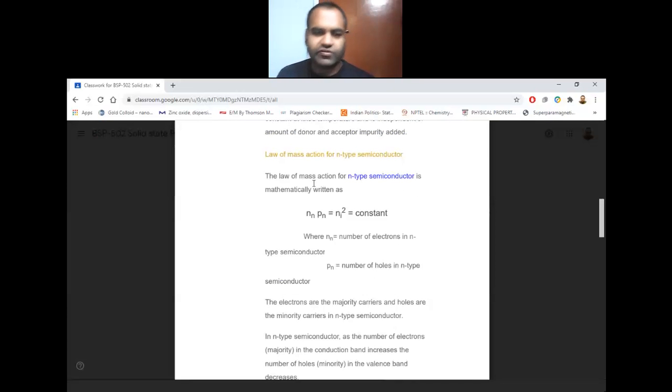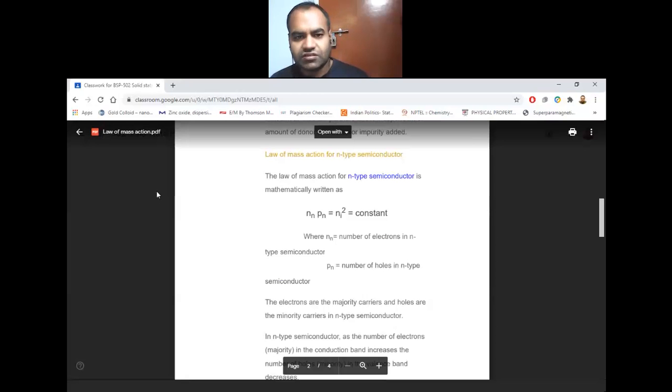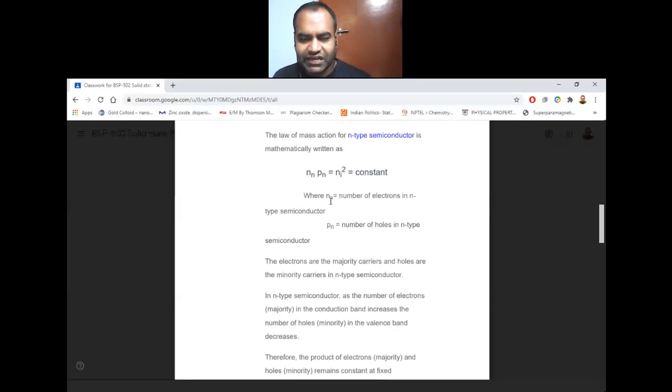Okay, so how do you write the law of mass action for n-type semiconductors? The law of mass action for n-type semiconductors is written as Nn Pn equal to Ni square, which is equal to constant. Okay, so what is Nn? Nn is the number of electrons in the n-type semiconductor. Pn, number of electrons in the n-type semiconductor. Oh, sorry, number of holes in the n-type semiconductor.